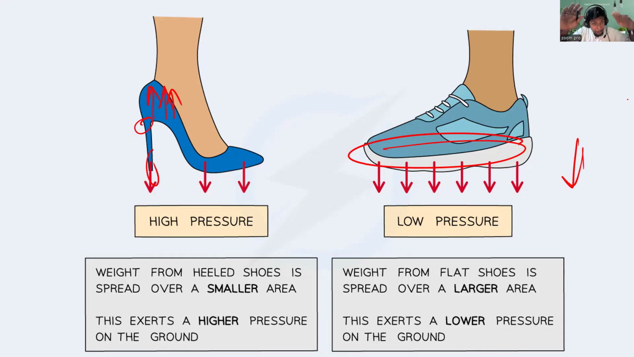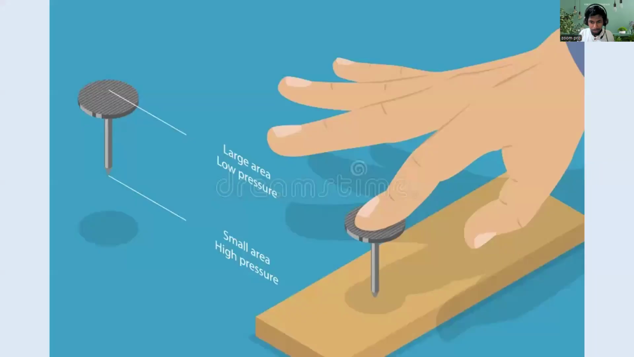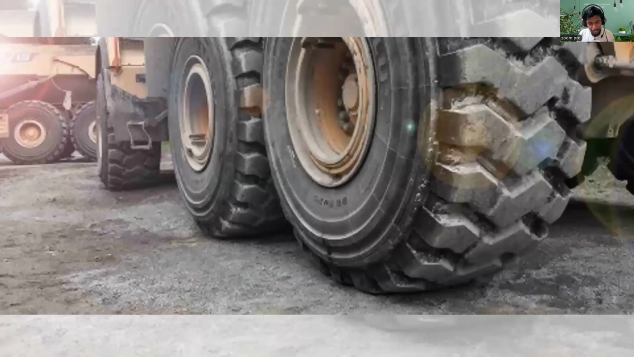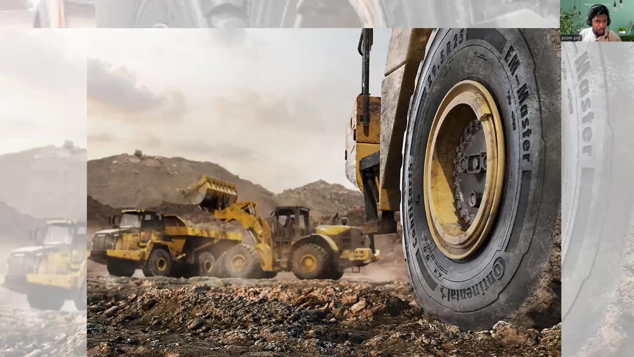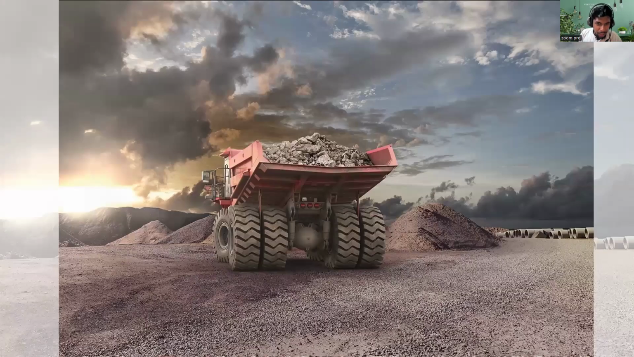When area increases, pressure decreases. When area decreases, pressure increases. Same like the tire. Normally the heavy vehicle will have very big tires. They have a large area to reduce the pressure. The tires become bigger for reducing pressure, because otherwise the road will be damaged.